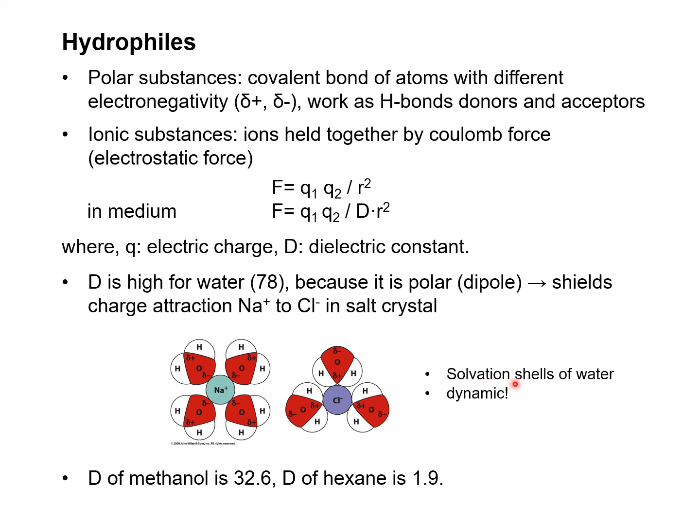So solvation is actually the process of making shells of water around these ions or the polar substances. And this process is pretty dynamic. But D, the dielectric constant for methane, is quite low at 32.6, and hexane is even lower, meaning that this electrostatic force, or the Coulomb force, will stay pretty strong and high. So it will be a bad solvent for dissolving these ions.